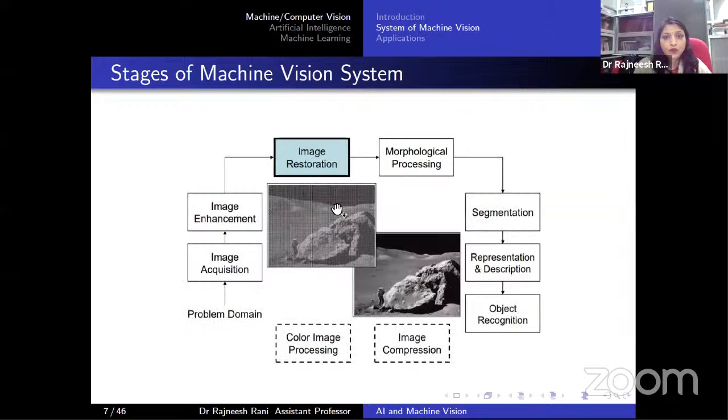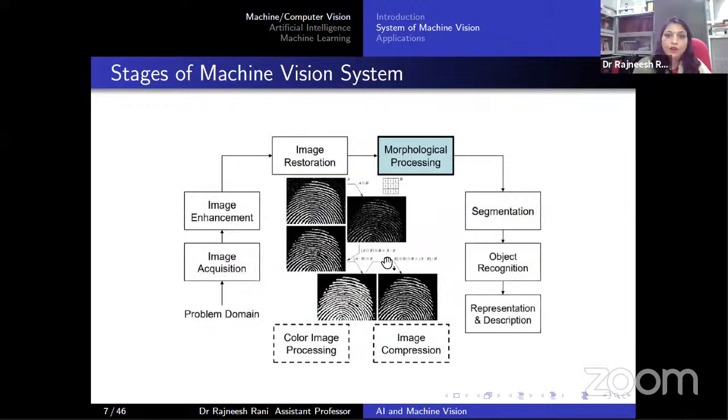Next is image restoration. Image restoration is when we take an image of good quality, but when we transmit that image, for example, in today's world we are transmitting a number of photographs on the network every day, at the receiver side the quality of the image is not the same as at the sender side, because of noise in the transmission media. So image restoration means we want to restore that image to the original standard.